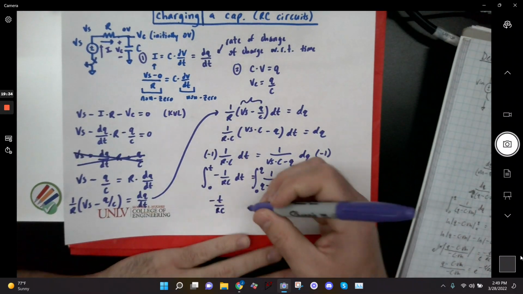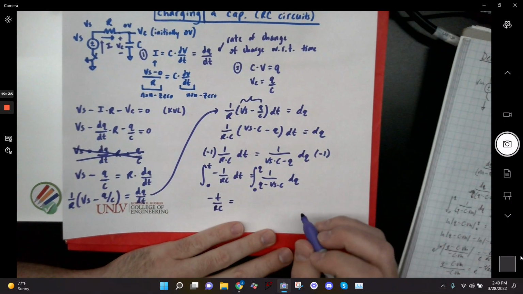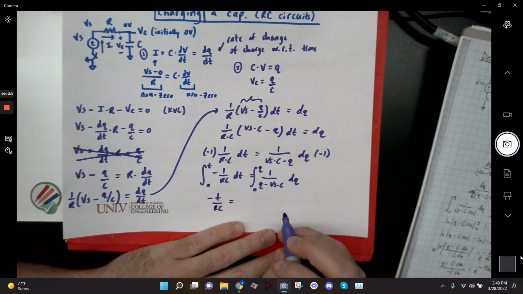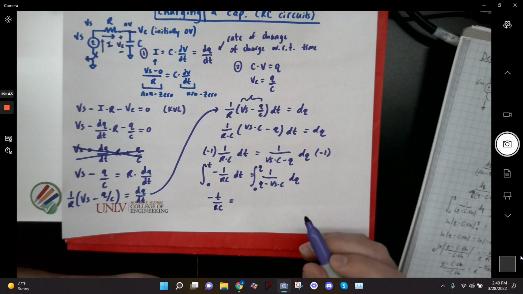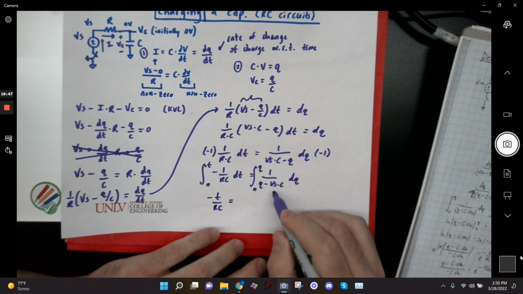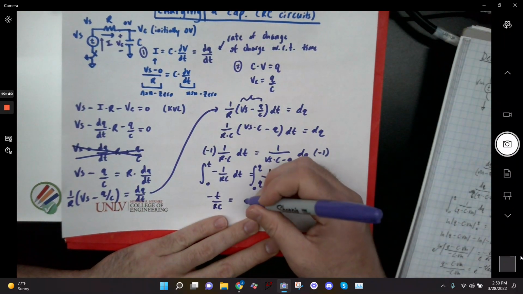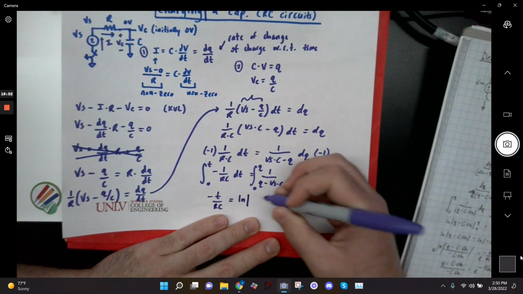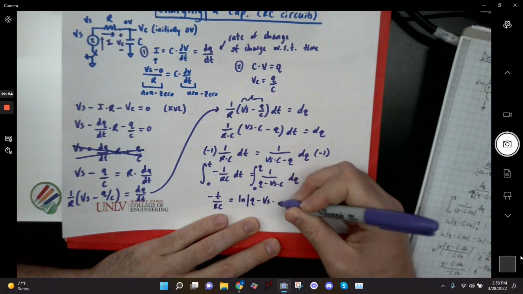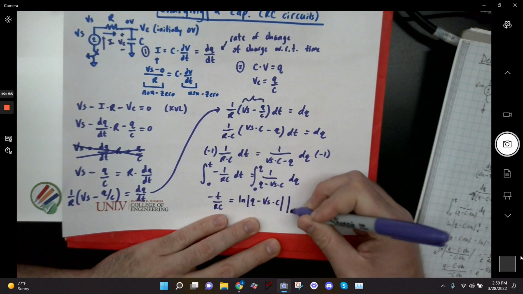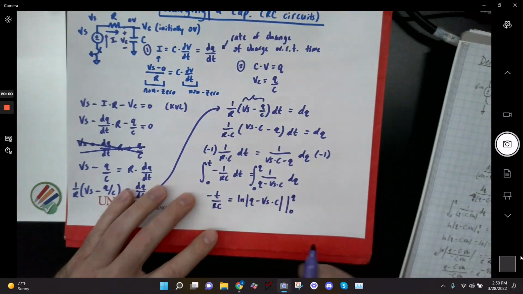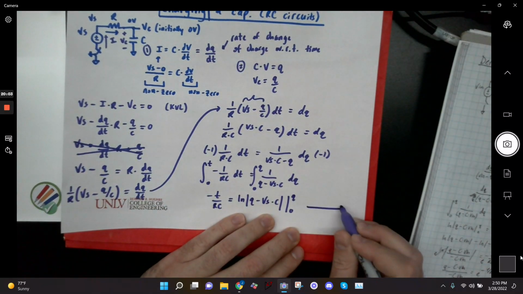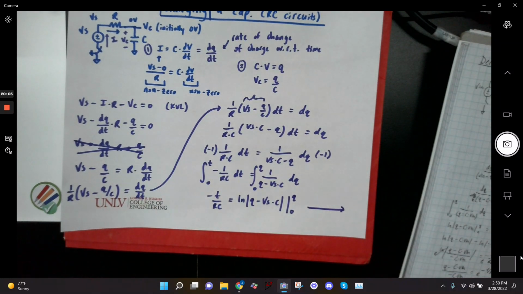All right, and then on this side, are you guys familiar with integrating 1 over x? It gives you the natural log of x. So if I integrate this equation here, I get basically the natural log of q minus Vs times c, evaluated from 0 to Q, right? So this is not the equation. This is still ugly. But I am going to need to go on to another page to continue this derivation.